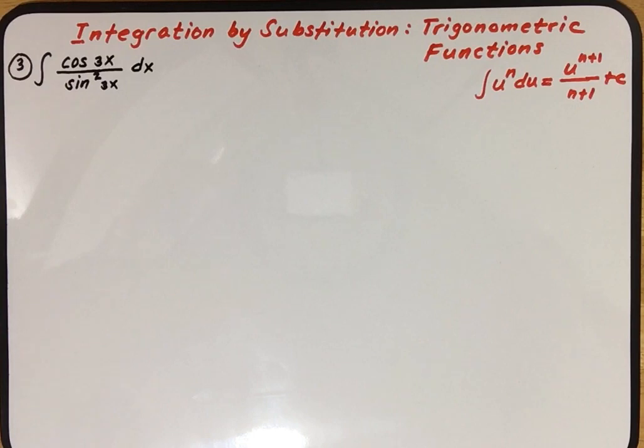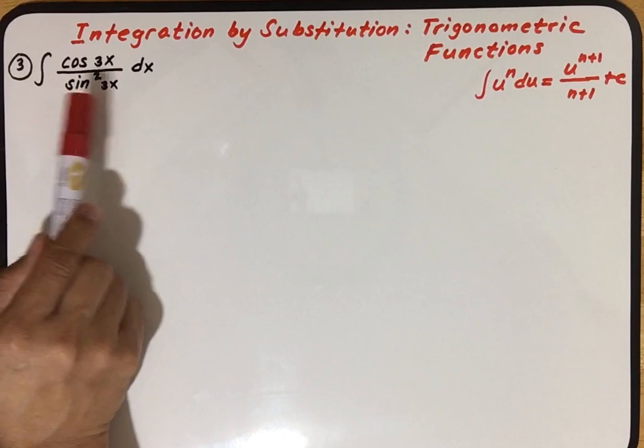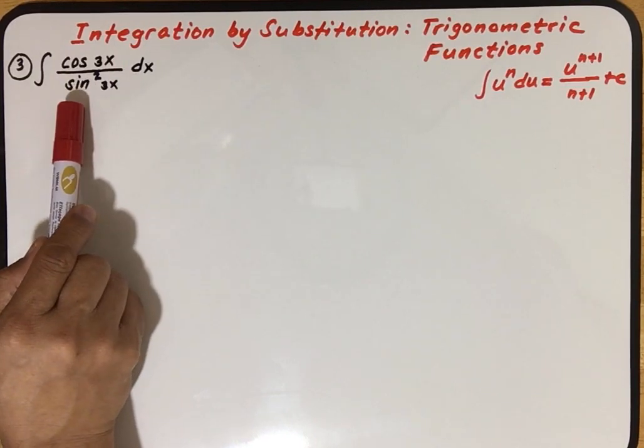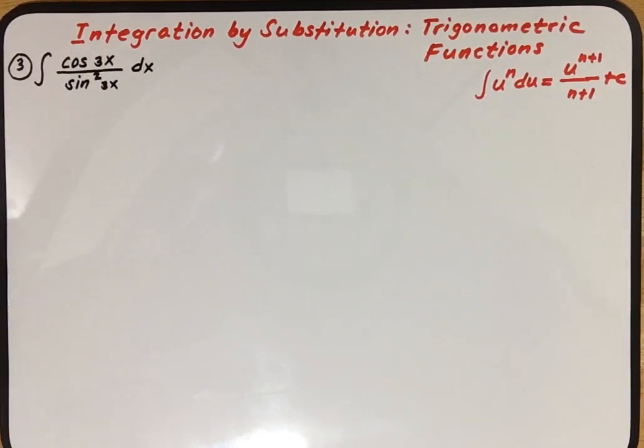Okay, so our given is the integral of cosine 3x divided by sine squared 3x dx. If you examine the given, it's different from our two previous examples. So this time class, since we cannot figure out what steps we need to do following the first two examples, we are going to do substitution immediately.